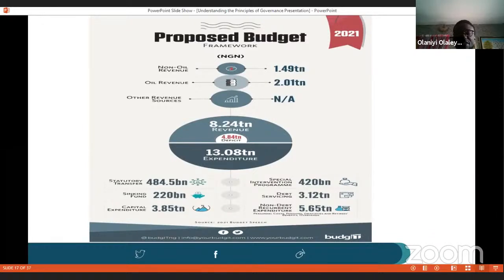In the middle of it, you will see a small circle in red, which is 4.84 trillion. That is the deficit. I will explain what this means to us. So government wants to spend 13 trillion, and what they will get to finance this budget is 8 trillion. So the remaining 4 trillion, where will they get it? This remaining 4 trillion in the middle that we call deficit will be gotten through borrowing.